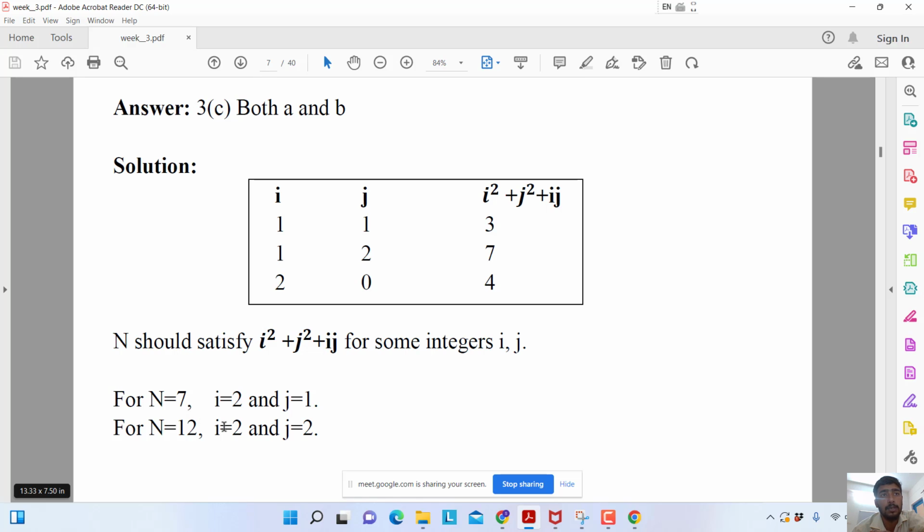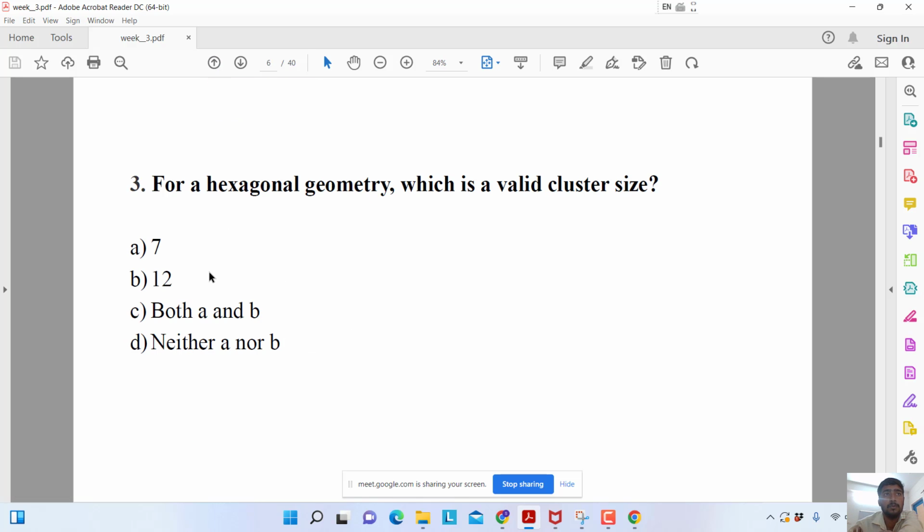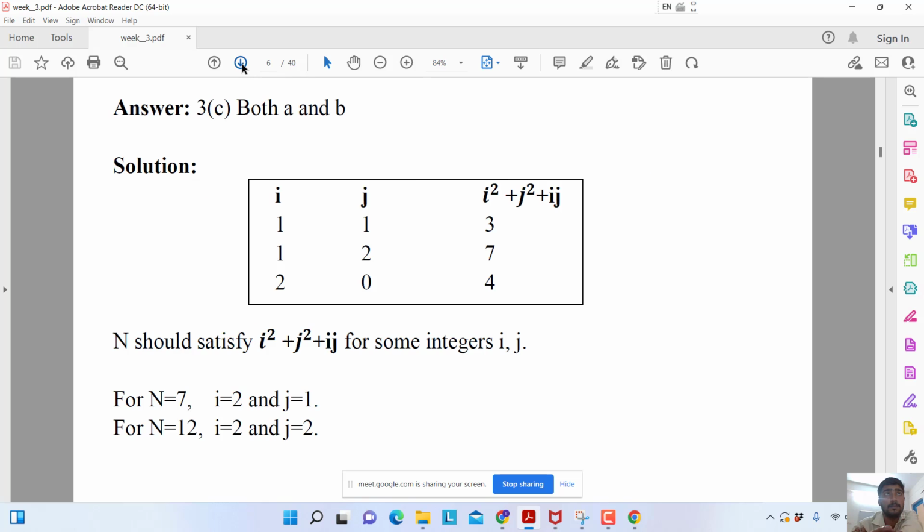And similarly, if we put i as 2 and j as 2, it means i square is 4, j square is 4, and ij is 4. So it will come 12. So for 7 and 12, both are valid clusters. So what is the right option? C. Third, the option of 3 is C.